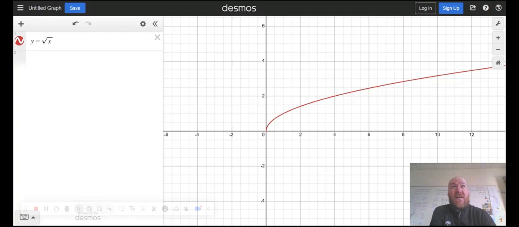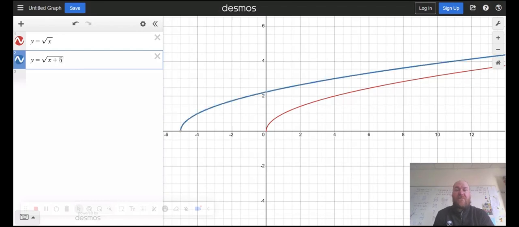When you have a very basic function that every other function seems to be based off of, that's called a parent function. So this is a parent function, and we're going to use it to make other functions. So let's start with this. If I take that equation and I add 5 inside the square root, watch what happens to the graph.